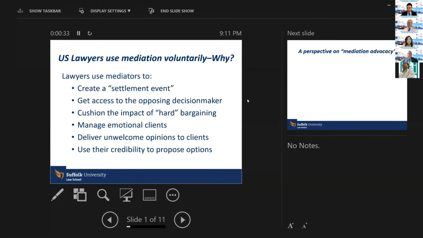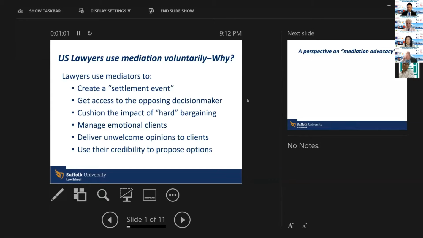I see lawyers using mediations first to create a settlement event. This was more true before COVID, I must admit, but when you had to spend large amounts of time and money to bring yourself, your client, the other side and their client all to the same place, it's a mutual signal between the two sides. We're serious about talking settlement. And of course, it's harder to leave if you're frustrated, upset, etc.